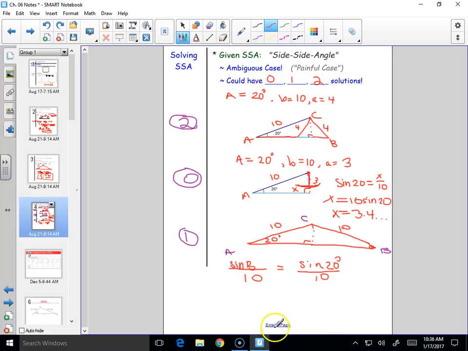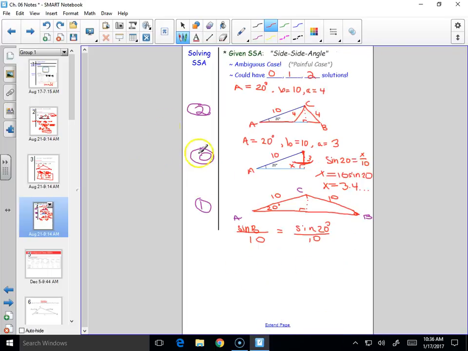But how is this going to be different to solve? How is it a little bit harder? Because we're going to have to use inverses, because our big B is inside of a sine. And I'm still going to be able to multiply the 10 to the other side. When I multiply it, guys, doesn't it go away with that guy? Multiply by 10, cancels out on this side, multiply by 10, cancels out on this side. So now I have sine of B equals sine of 20.